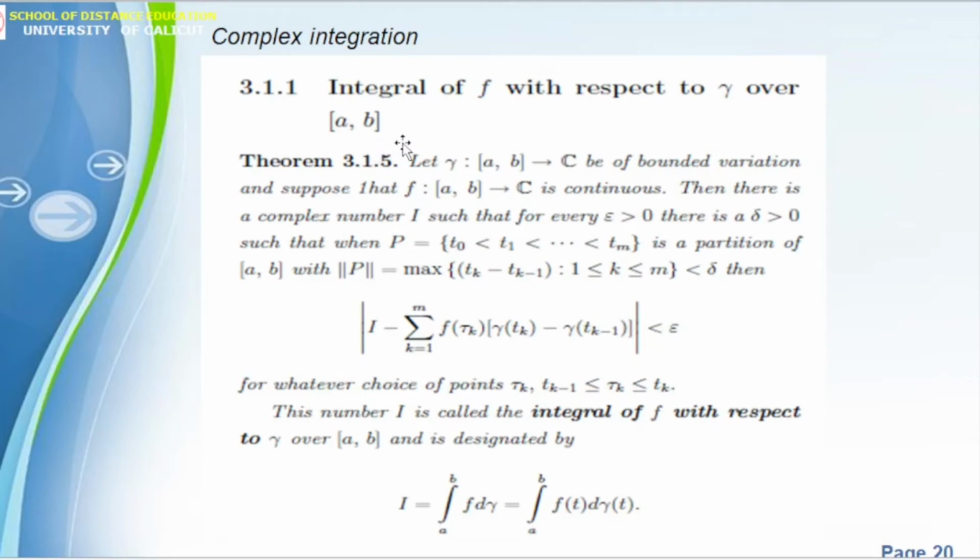Complex integration. Integral of a function with respect to the given curve gamma over a closed interval [a, b].